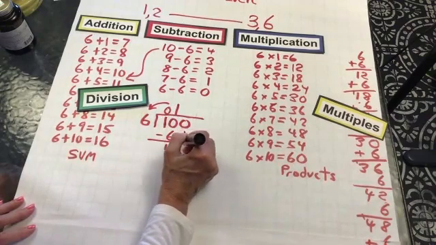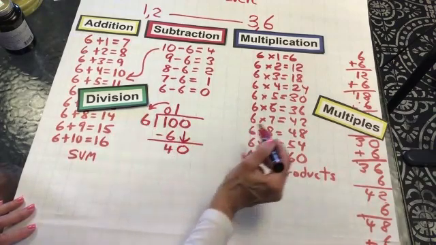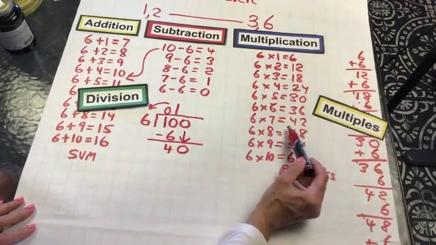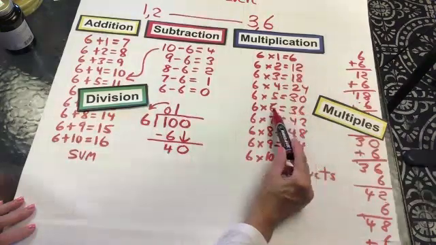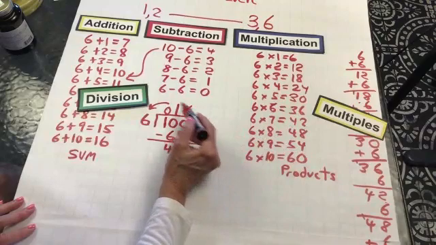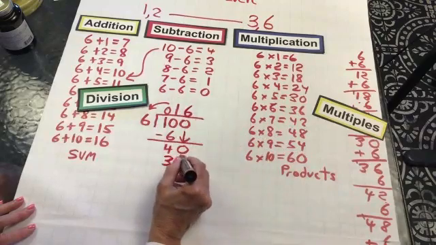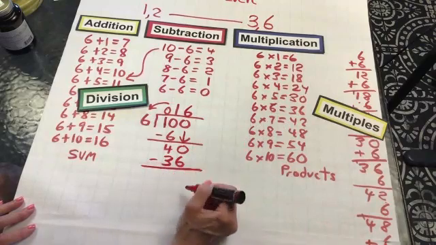We need to drop down the next digit. So 6 goes into 40. Let's look over here at all of our things. Well, it wouldn't go in 7 times because that's 42. So now we know it goes in 6 times, which is 36. So let's write 6 and multiply. 6 times 6 is 36, which is right there on our paper. And we're going to subtract that out.